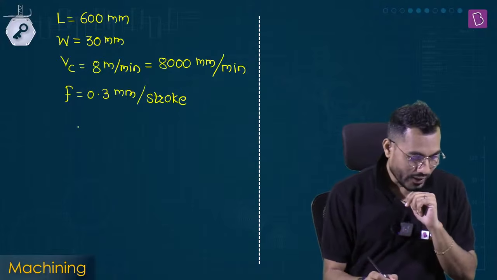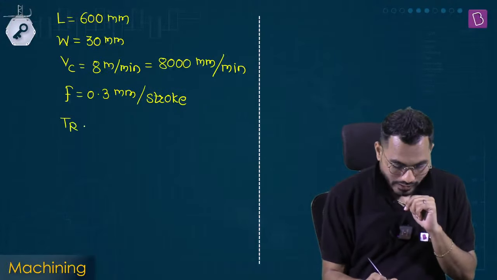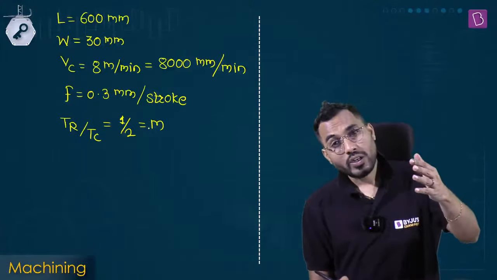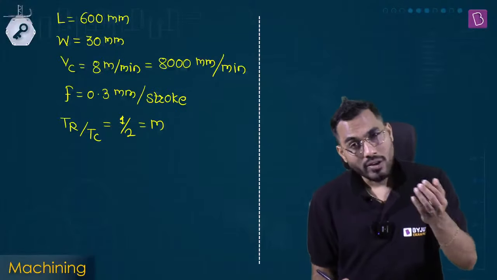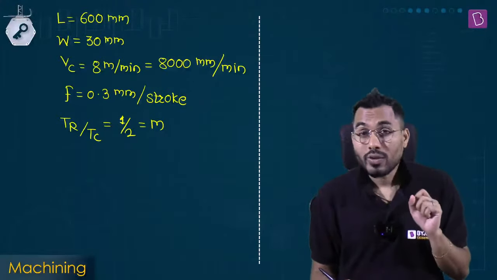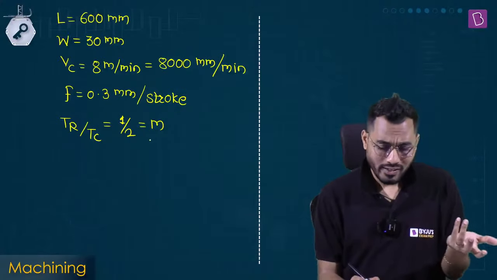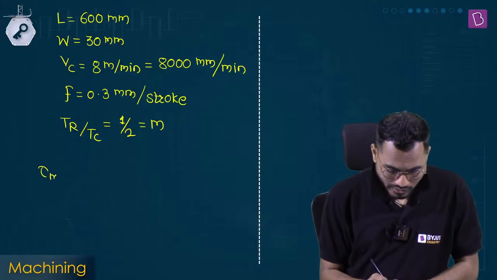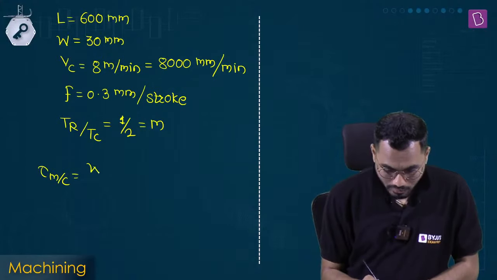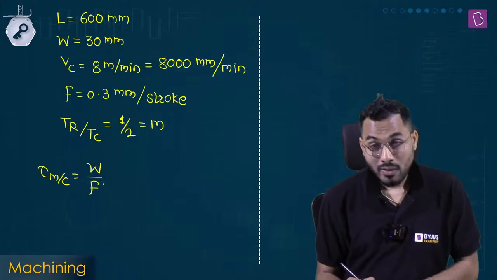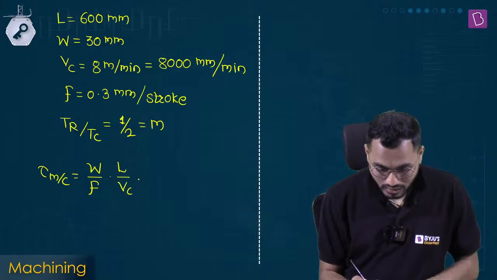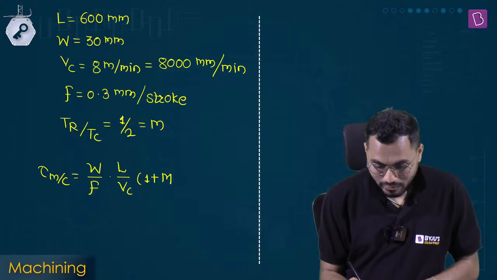Right? Fine. Now the next data is that the return stroke time to the cutting stroke time is 1/2, which is less than 1, that is equal to M, because we know that cutting stroke time divided by return stroke time is called the quick return ratio. But now it is less than 1, that is 0.5, that is the M value, capital M. And machining time is equal to W by F, which will give me the number of strokes required, multiplied by L divided by VC into 1 plus M, which will give me the time required for one stroke.